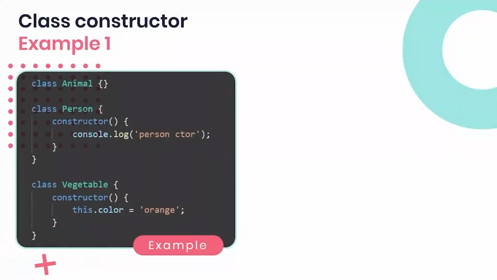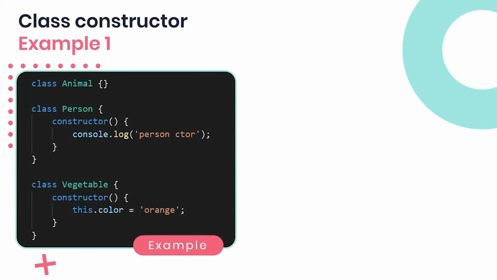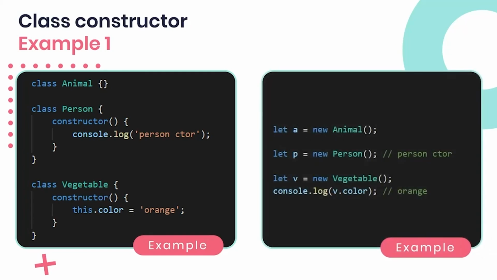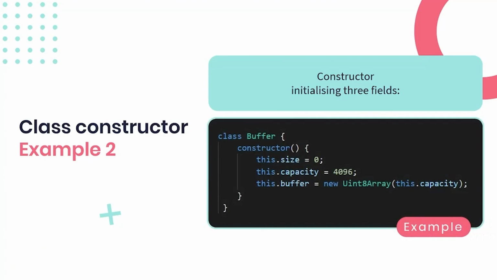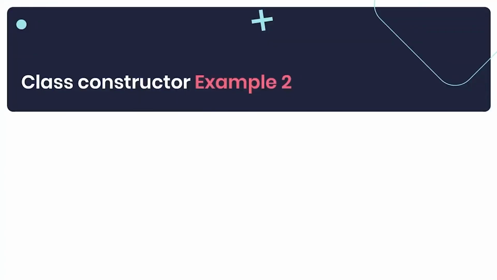In this example, we created three classes: animal, person, and vegetable. And now we instantiated an instance for each of them using the new operator. Here's an example of a constructor that initializes three fields. Class constructor example 2.